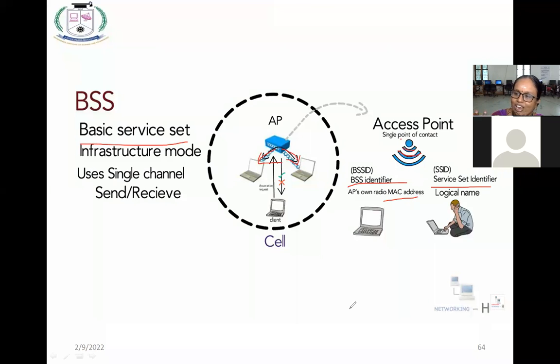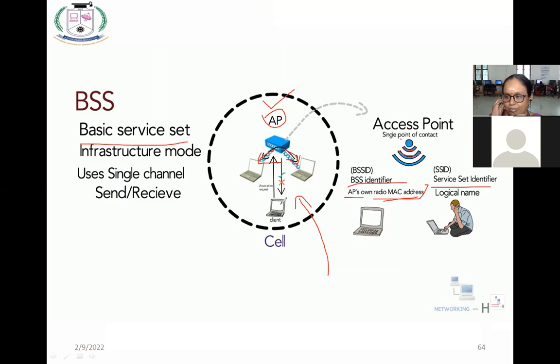For example, your Wi-Fi name will be your name. When you take our college Wi-Fi, it will be Satyabama EEE, Satyabama ENC. That is a logical name which we human beings can identify. That is the service set identifier. BSS identifier means the AP's own radio MAC address. This access point has the authority to accept or decline a request. If any new system enters my range and wants to access this point, my access point has the authority to decline or accept.